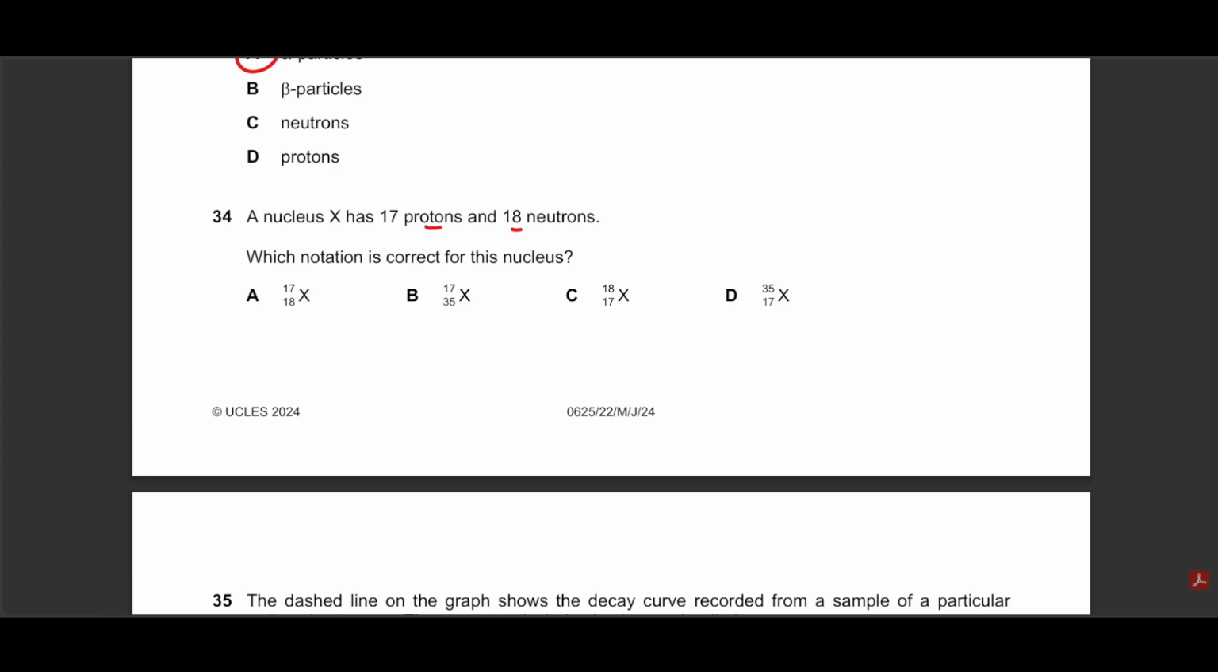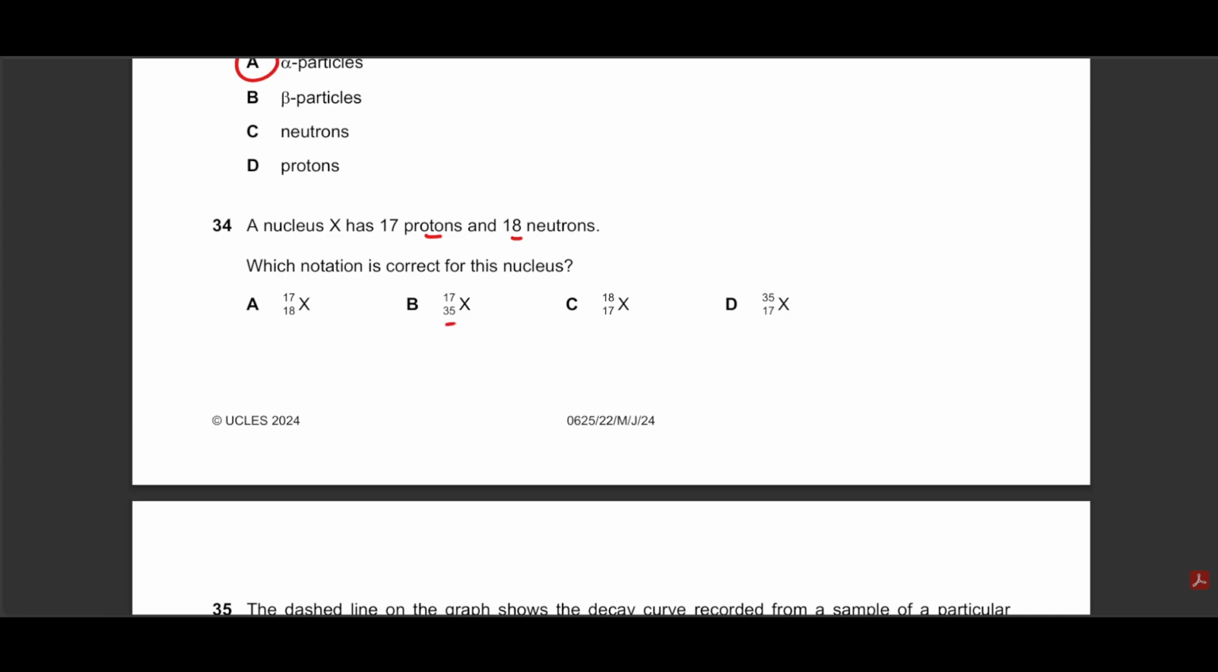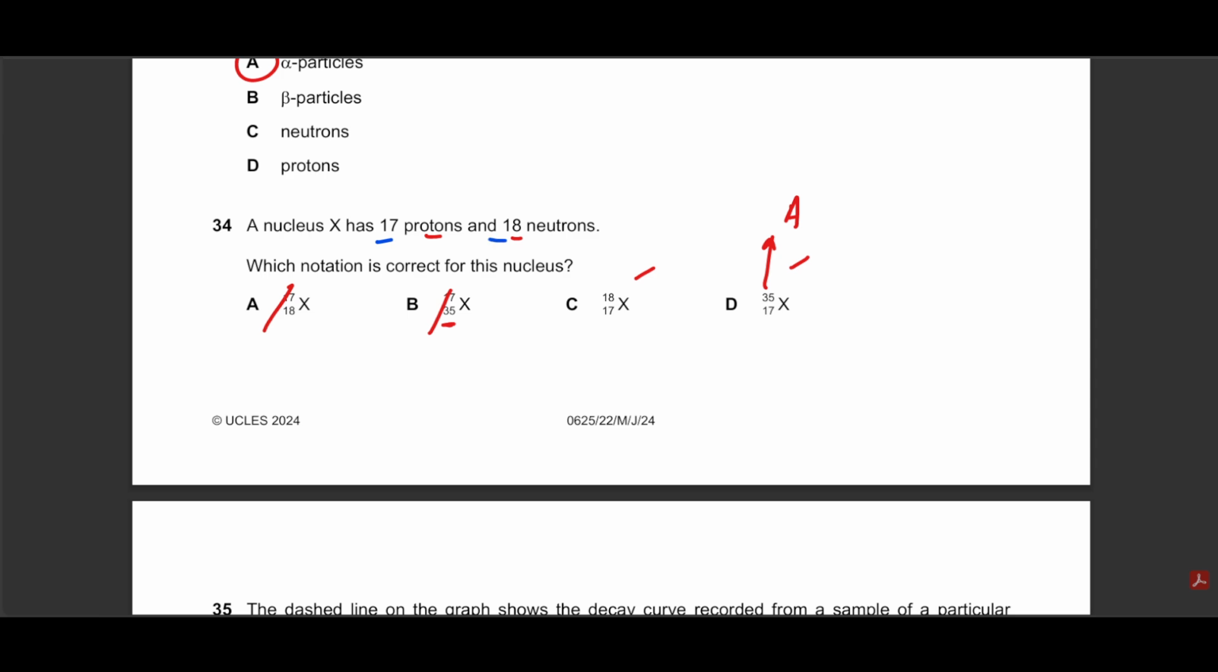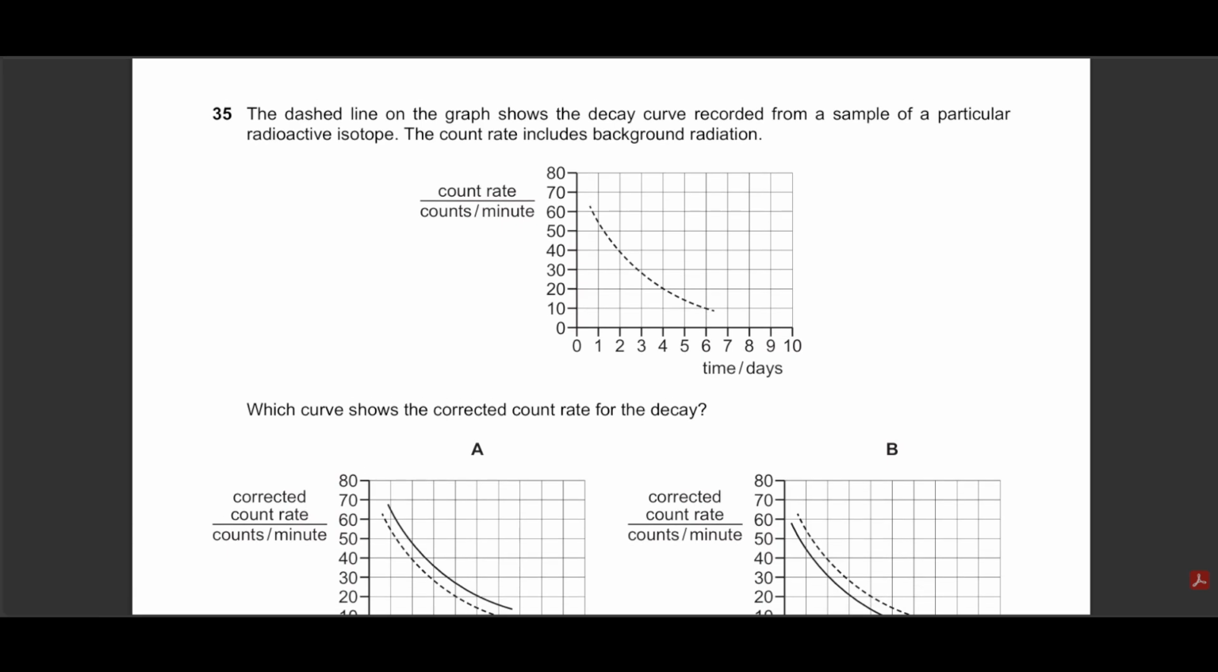So for the nuclei notation, first cancel all those which don't represent 17 protons, because we understand that protons come on the lower side. So this goes out, this goes out. So we are left with C and D. Now, we understand that the number on the upper side, the mass number, is actually an addition of protons and neutrons. So it can't be 18. You can add 18 with 17 and get 35, but I wouldn't go so far because I know for a fact it can't be 18. So by elimination, I will automatically land at option D.